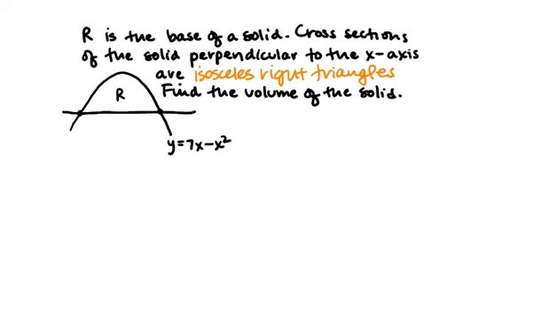The last one I've got with this particular region is cross sections perpendicular to the x-axis are isosceles right triangles. Usually this will come with some sort of disclaimer so that you don't get confused, but they always mean the same thing: isosceles right triangles where one of the legs is sitting as the part of the base that's perpendicular to the x-axis.